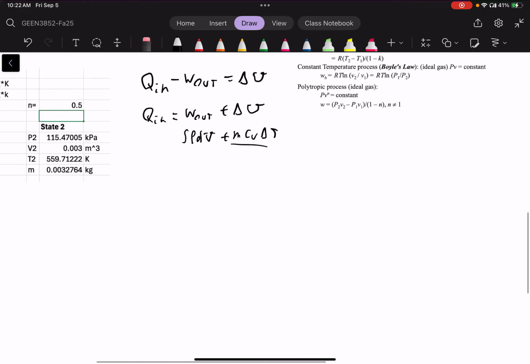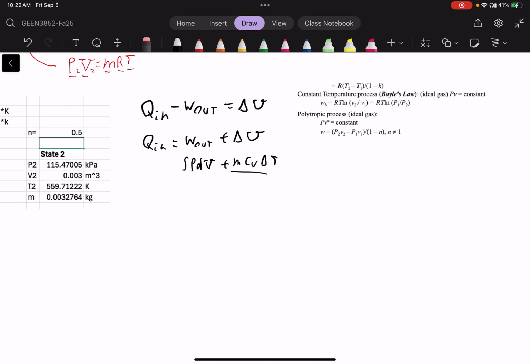So here it tells me the integral of P dV is the work, and it tells me what this integral looks like for most cases, except for n equals 1. If n is equal to 1, then that's a constant temperature process, and we're going to have that value. I can put both of those equations into Excel. If n is anything but 1, I'll be using the second equation here, and if n is equal to 1, I'll use the first equation.